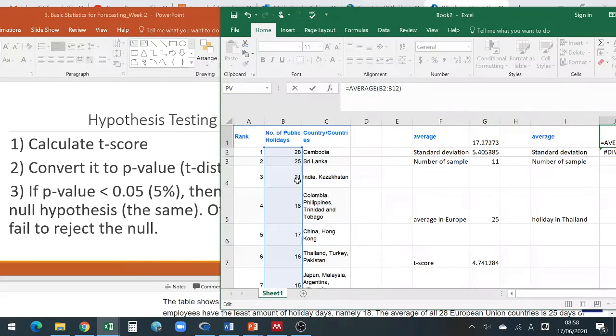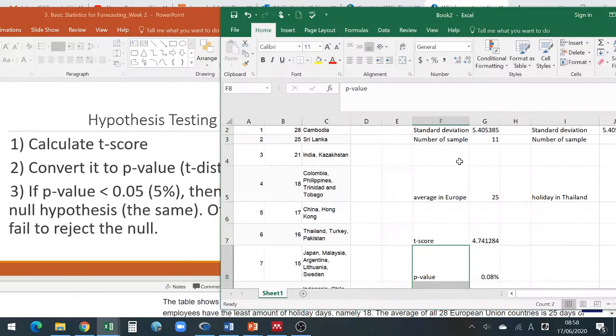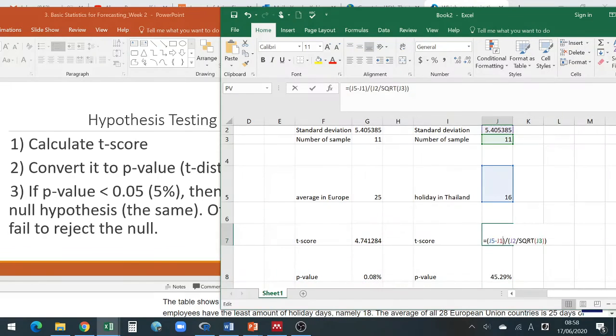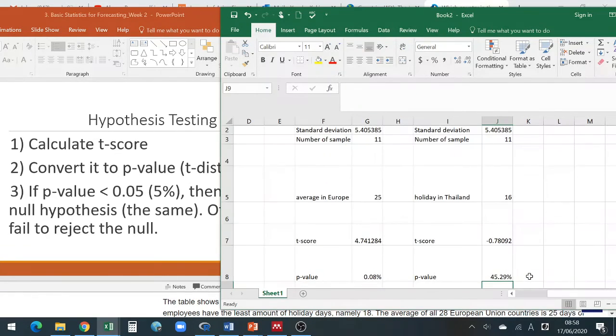So use this number, and again, use this number. Here you go. Then these are the same too. So the t-score and p-value, copy. This time the t-score is negative 0.7, and the p-value is 45%.